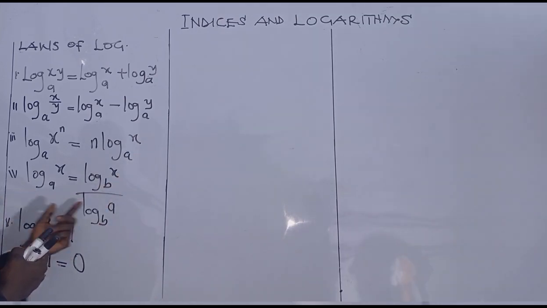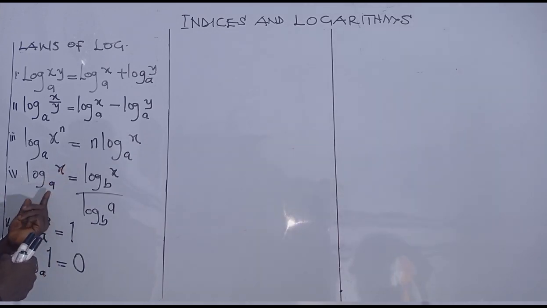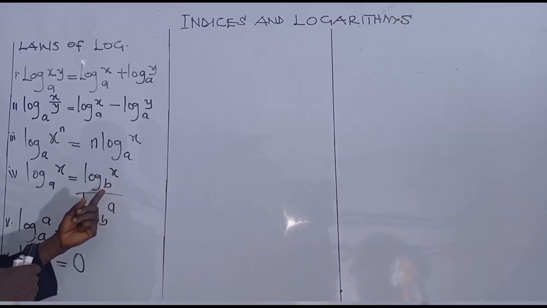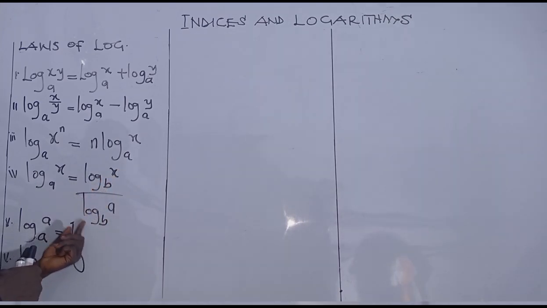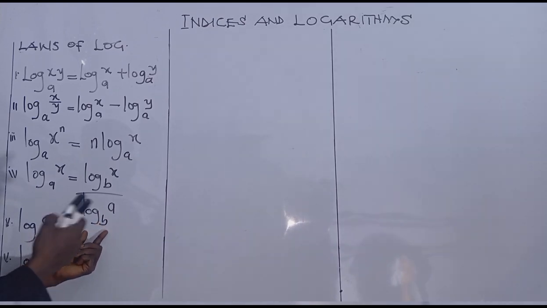Now the fourth law is the change of base. So when you have the logarithm of x to the base of a, it is the same as taking the logarithm of x to the base of b, and then dividing by the logarithm of a to the base of b. That is the change of base.